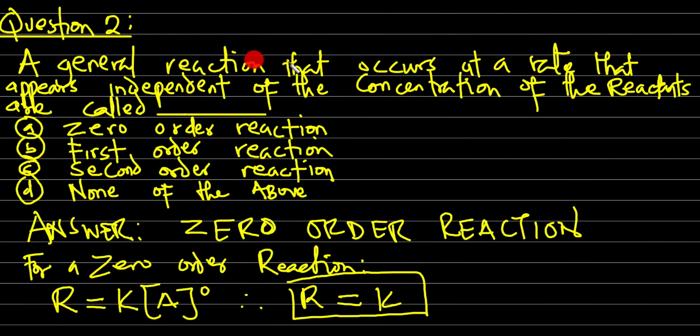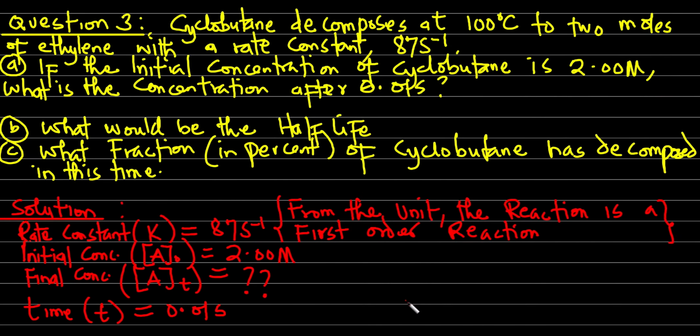So that is why they said a general reaction that occurs at a rate that appears independent of the concentration of the reactant is, of course, a zero order reaction. Take note of that. I remember I stated that in the previous videos. Okay, so that's question 2. Let's look at question 3.